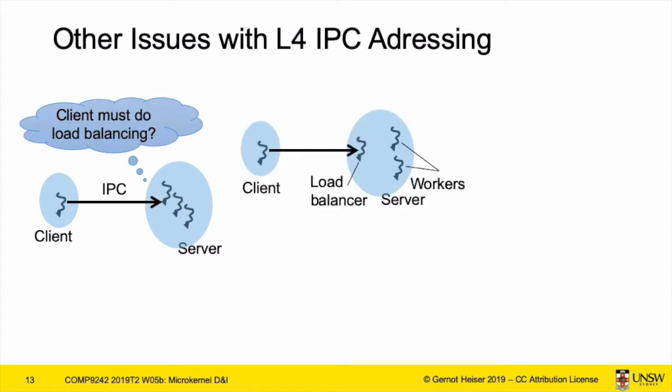Well, you have a load balancer gateway thread, right? You send a message to a gateway thread, and the gateway thread then forwards it to individual worker threads. And that way it remains transparent to the client. The client only sees the gateway thread, and this one load balances. What's the drawback of this?